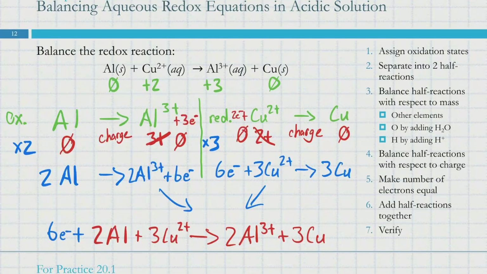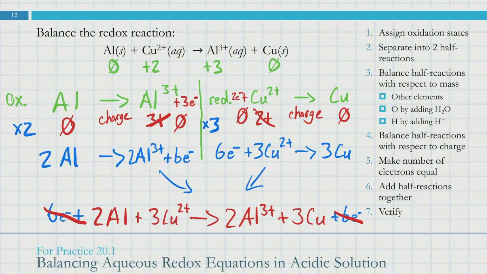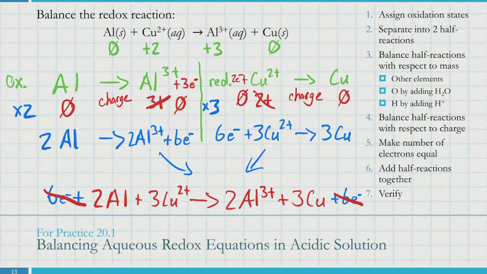And I'm going to write the electrons in just to show that they're there. Since we have 6 on the product, 6 on the reactant, we can cancel those out. And then we can verify that our charges balance out, or that everything is balanced. So we've got 2 aluminums, 2 aluminums, 3 coppers, 3 coppers. Our total charge, 3 times 2 plus, 2 times 3 plus. So it's balanced.